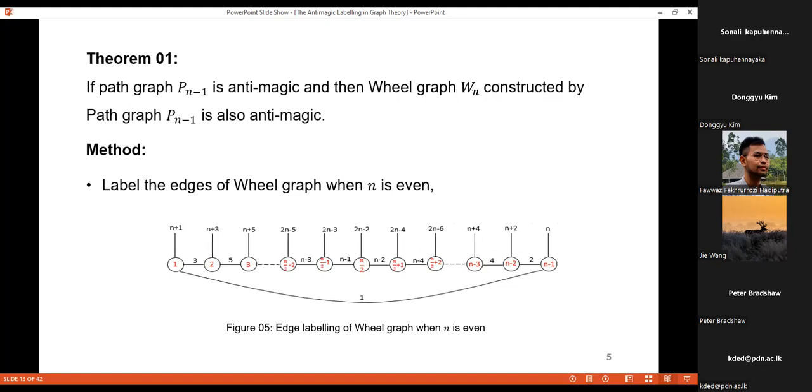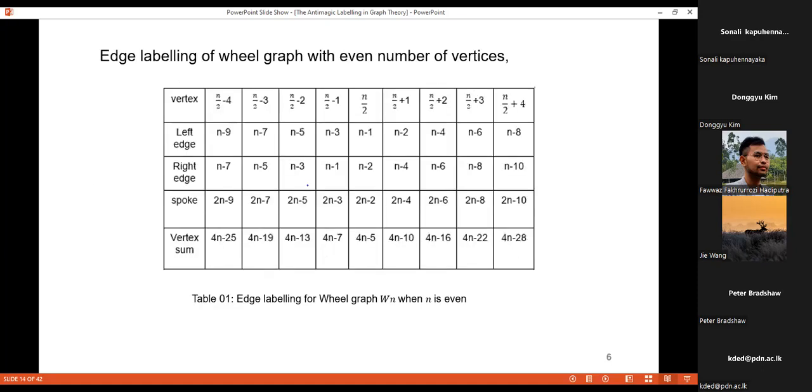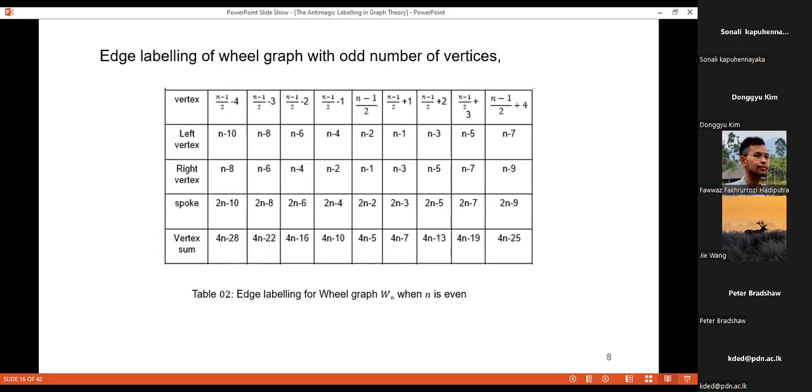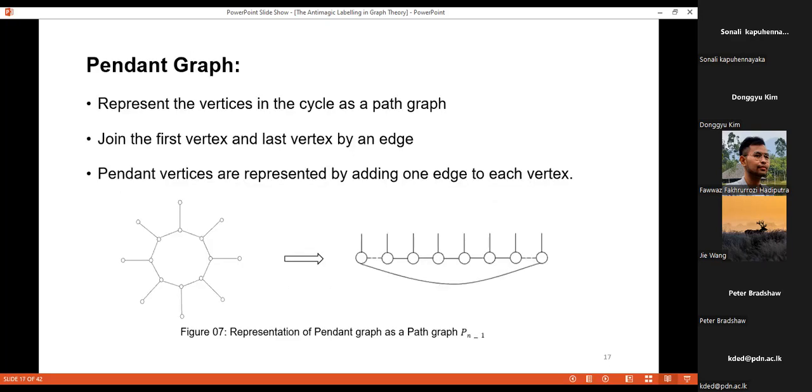Since here we consider a wheel graph with an even number of vertices, the outer cycle has n-1 edges. Then start to label the spokes from n according to the previous pattern. Next, if you find the vertex sum of the wheel graph, those will take these values when n is even. Next, here we label the wheel graph when n is odd. The labeling pattern is similar to the previous one. But in this case, we can see that the vertex summations will take different patterns compared with the even wheel graph. Next, we label the pendant graph according to the concept of the anti-magic labeling of path graph.